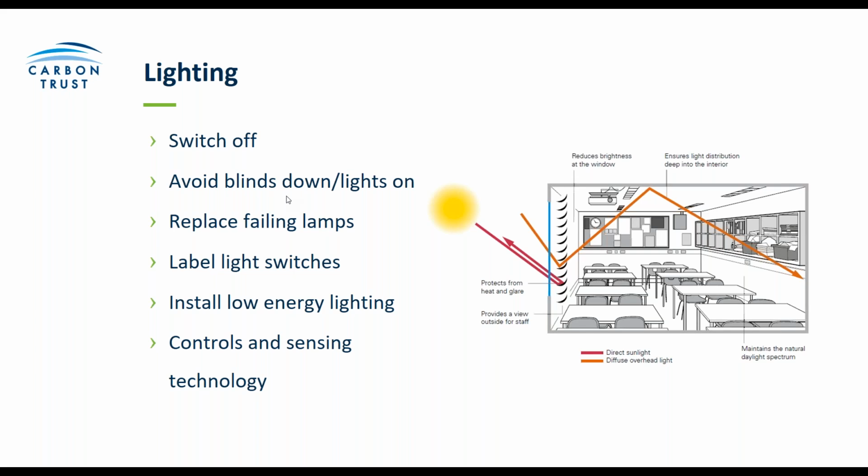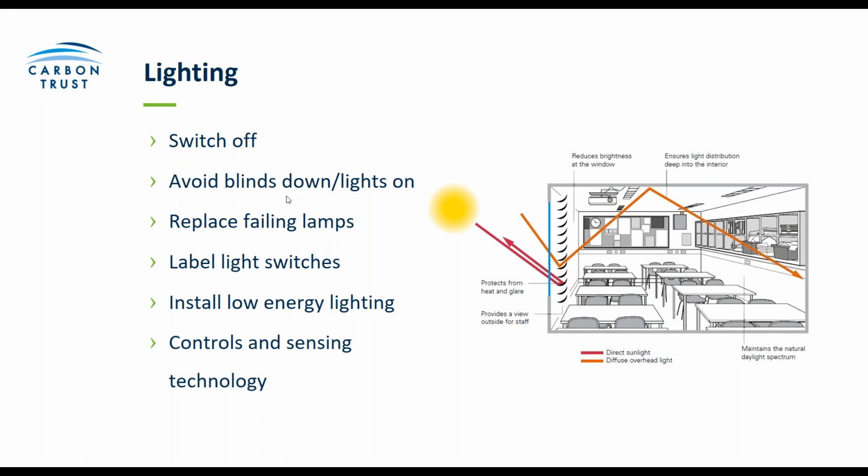Labeling light switches is quite a straightforward measure, but also can result in quite significant savings. So again, another common thing that we see is where you have banks of light switches together. Occupants might not be sure what switch controls what lighting, so the tendency is just to make sure that they're all switched on. So just labeling the switches will make sure that that doesn't happen.